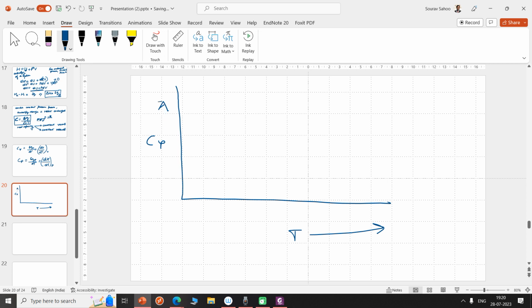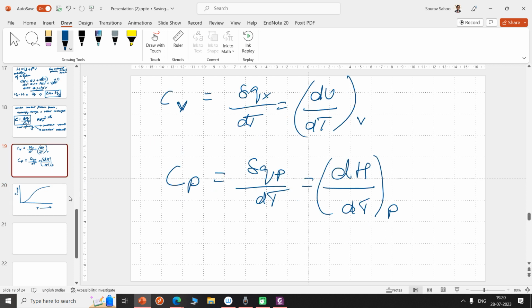So Cp, if we see how it varies with temperature, will be something like this, some sigmoidal curve. And Cp is the constant pressure, as I've written in the previous slide, the amount of heat required to raise the temperature of the body by 1 Kelvin at constant pressure, and it's equal to the differential enthalpy by differential temperature at constant pressure.